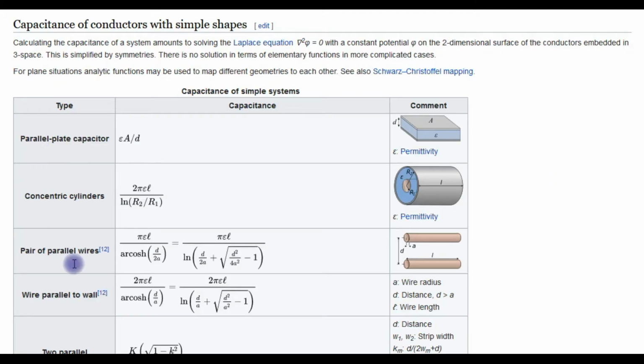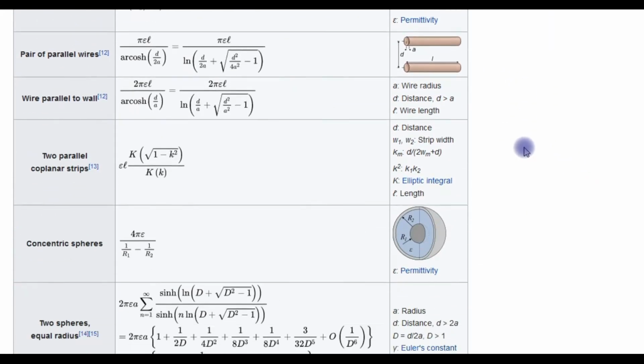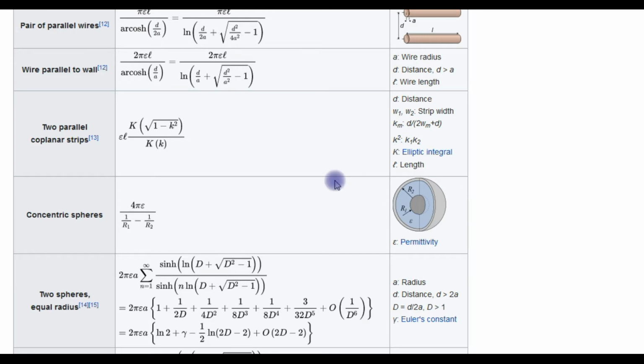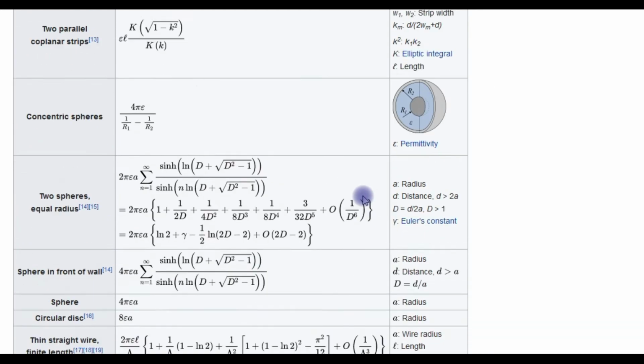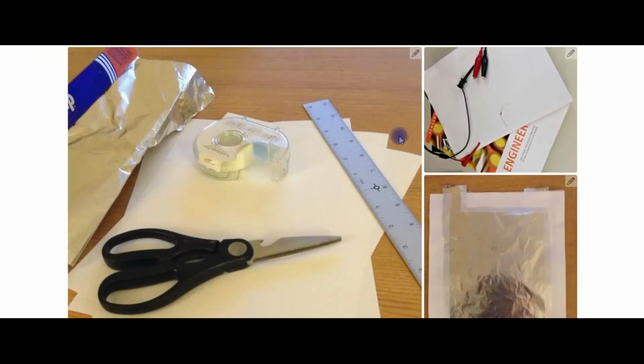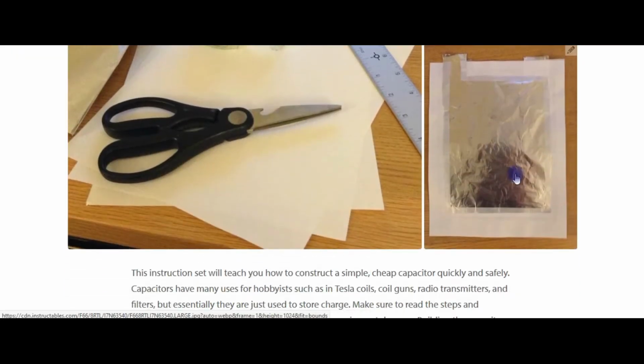As we said, we can make a capacitor with different shapes, like a sphere, but the calculation starts to be a little bit difficult. So, for the moment it's not necessary to go in depth. It's also possible to make a DIY capacitor.